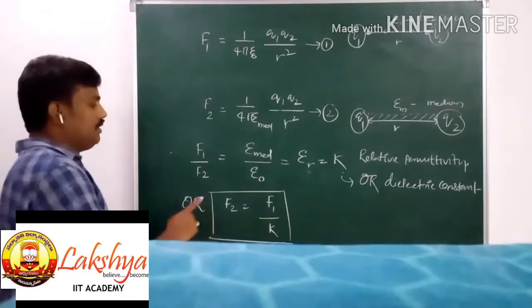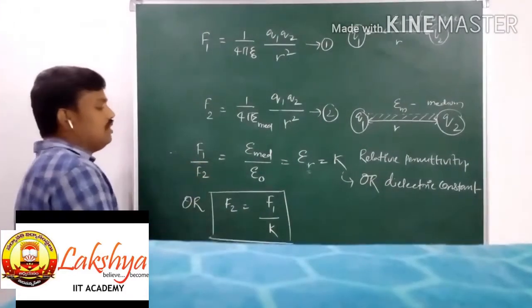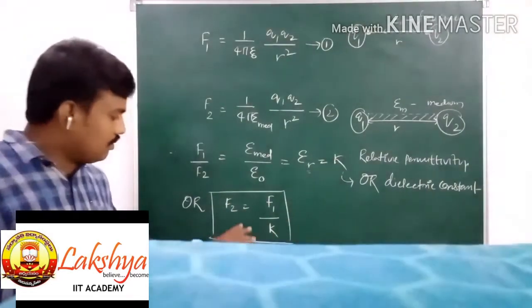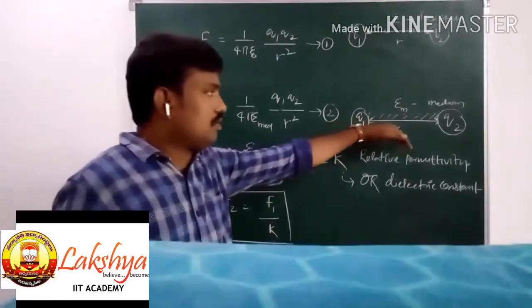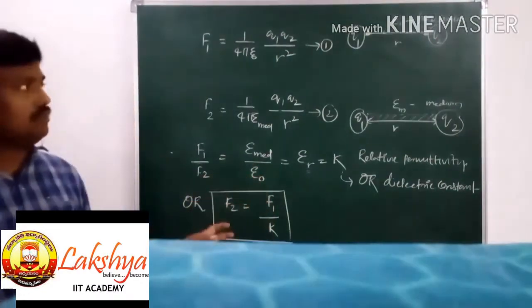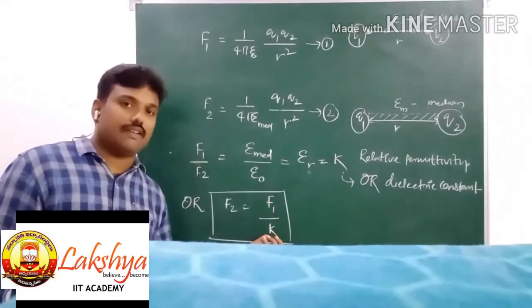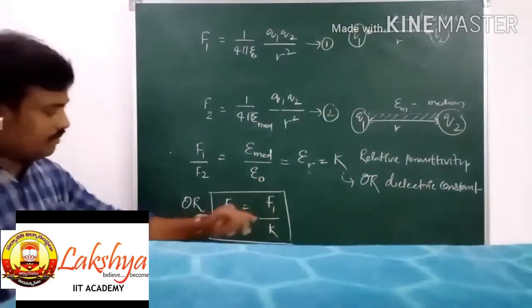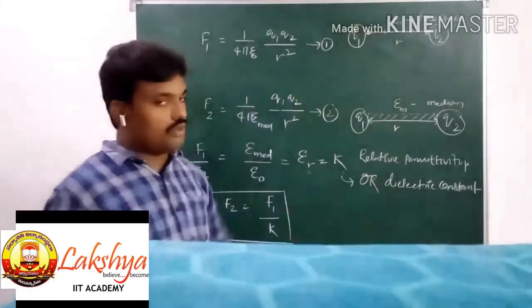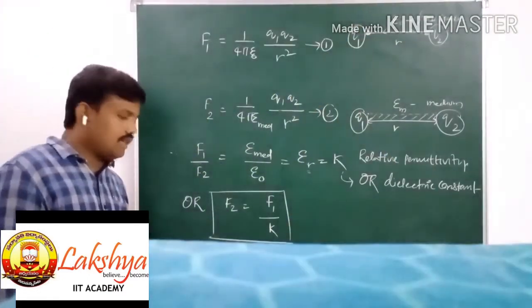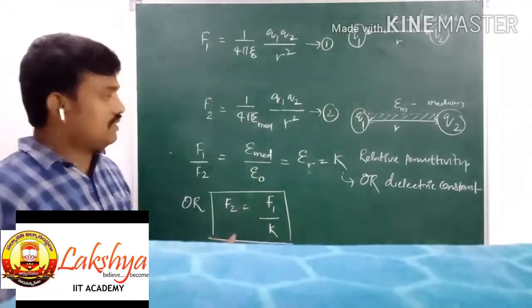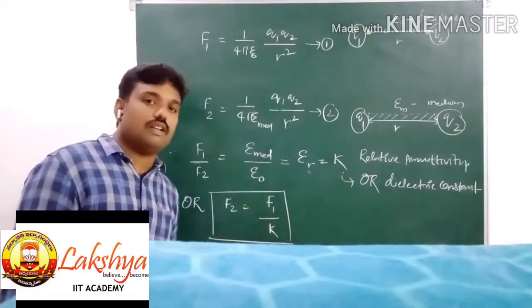And now we can modify this equation. If you want to calculate F2, it is nothing but F1 by K. So from this equation we can understand that whenever a medium is present in between the two charges, the force between the two charges decreases by K times. So this is the comparison between with medium and without medium. Whenever the medium is present between the two charged particles, the force will decrease by K times, the dielectric constant times.